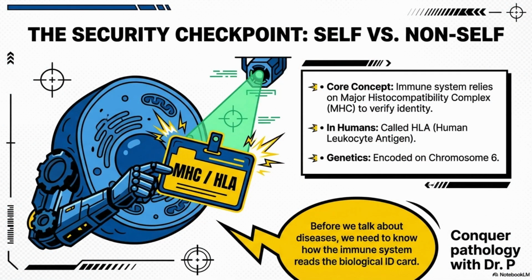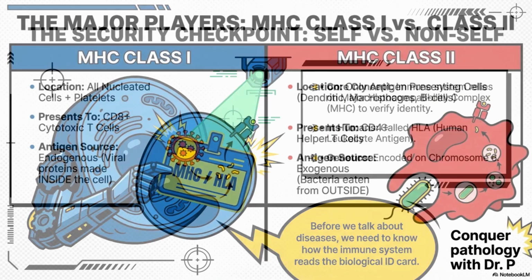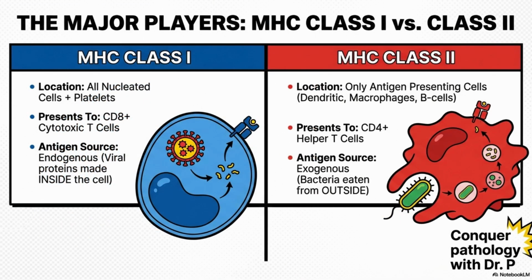First stop is the security checkpoint. The core concept here is self versus non-self. Your immune system relies on the major histocompatibility complex, MHC, to verify identity. In humans, we call this HLA, or human leukocyte antigen. This is encoded on chromosome 6. Think of HLA as the biological ID card. If you don't have the card, you don't get in. We have two major players guarding the gates, MHC Class 1 and MHC Class 2.